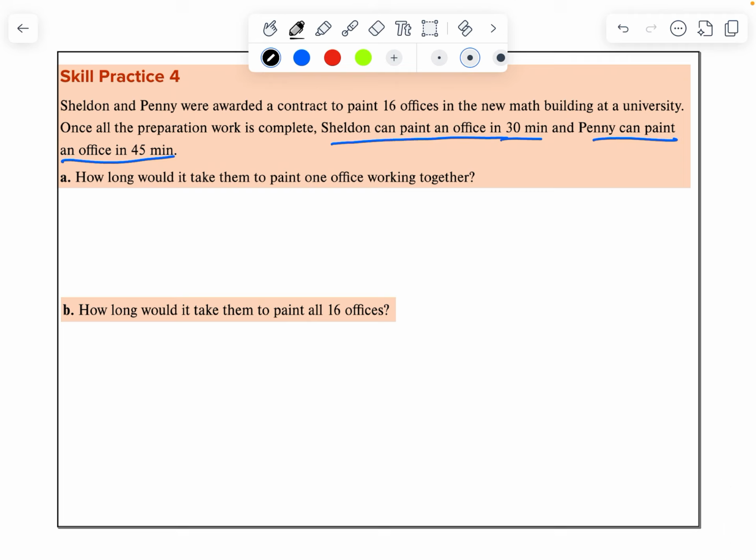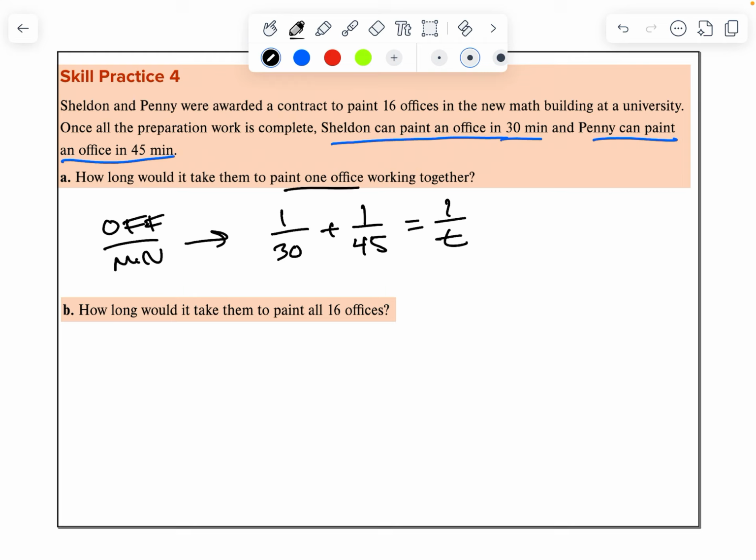Here's another similar problem. Sheldon and Penny are awarded a contract to paint 16 offices. Once preparation is complete, Sheldon can paint one office every 30 minutes. We can set it up like this, office per minute. Sheldon can do one office per 30 minutes. Penny can paint one office every 45 minutes. How long would it take them to paint one single office altogether? We don't know how much time yet, so we'll use a t there.